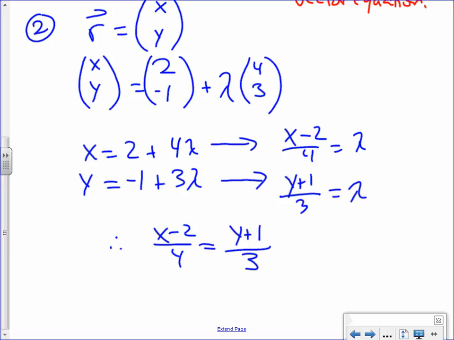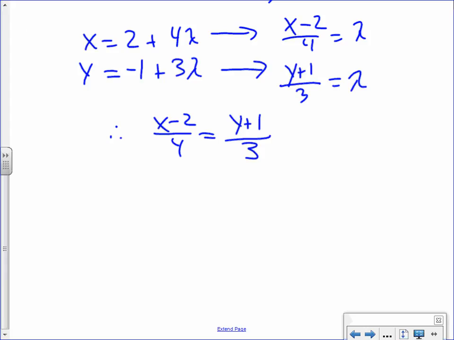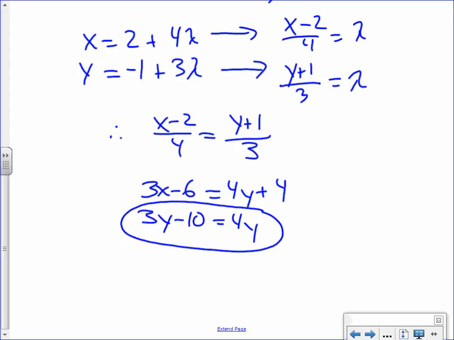Cross multiplying, you got 3x minus 6 is equal to 4y plus 4. And then just subtract the 4 from the other side. So you'd have 3x minus 10 is equal to 4y. And that is a Cartesian equation. You could divide by 4 if you want, but if you just leave it as whole numbers, it'd be good to go. So this is the Cartesian equation. In other words, y equals mx plus b.